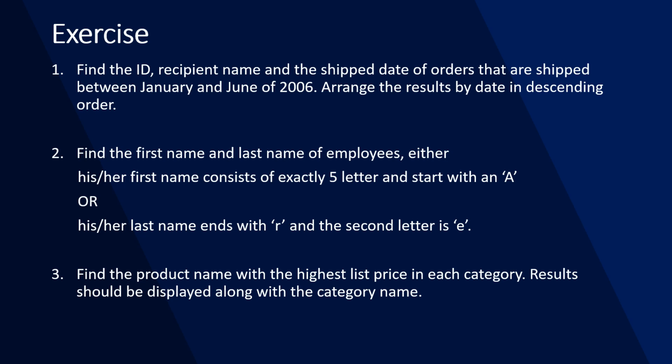Make sure you do all of it for you to understand. Then find the ID, recipient name, and ship date of orders that were shipped between January and June. Arrange the result by date in descending order. Find the first name and last name of employees whose first name consists of exactly 5 letters. This one is for the LIKE operator. And starts with an A, or ends with R, and the second letter is A.